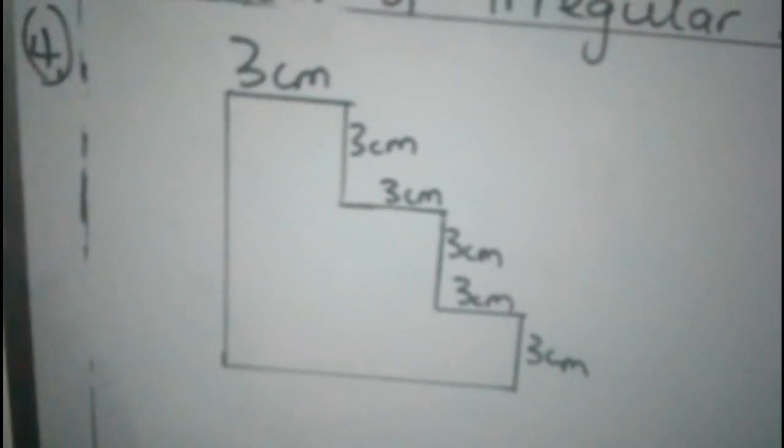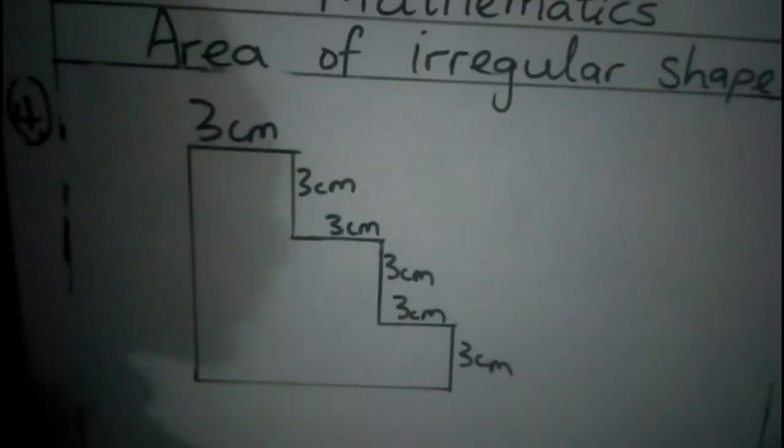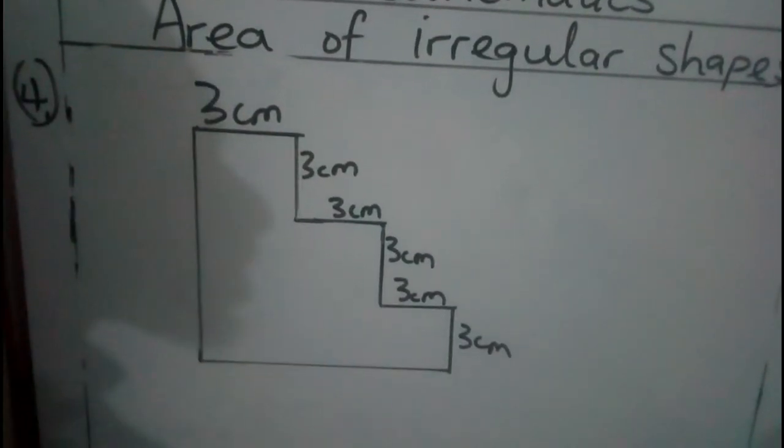Example 4, and this will be the last example for today. We have to find the area of this shape. Okay, all we need to do is find the other sides that are not given, then we divide it into regular shapes. Remember, we use this in our perimeter, isn't it?